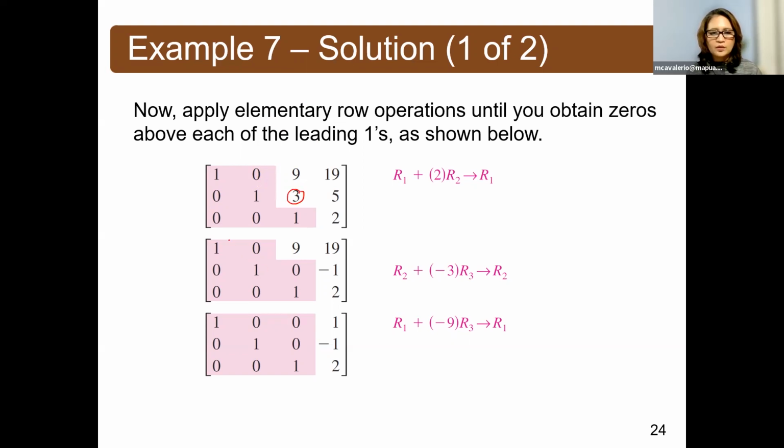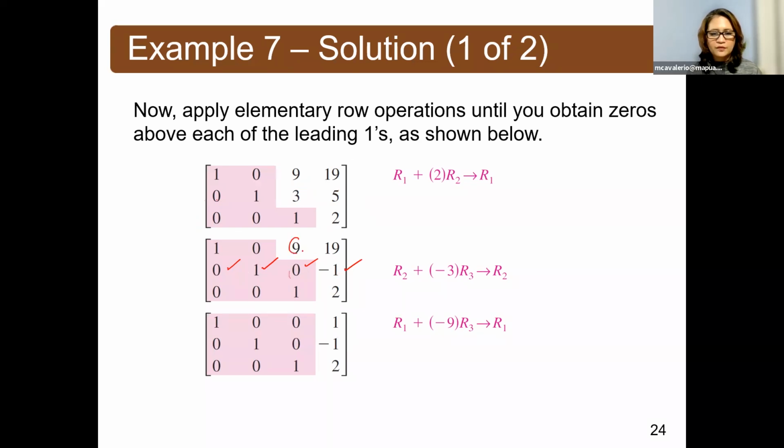Now, what we can do is use row 3, multiply row 3 by negative 3, and add it with row 2. So negative 3 times 0 is 0 plus 0 is still 0. Negative 3 times 0 is 0 plus 1, it is still 1. Negative 3 times 1 is negative 3 plus 3 becomes 0. Negative 3 times 2 is negative 6. Negative 6 plus 5 is negative 1. So this will be the new second row.